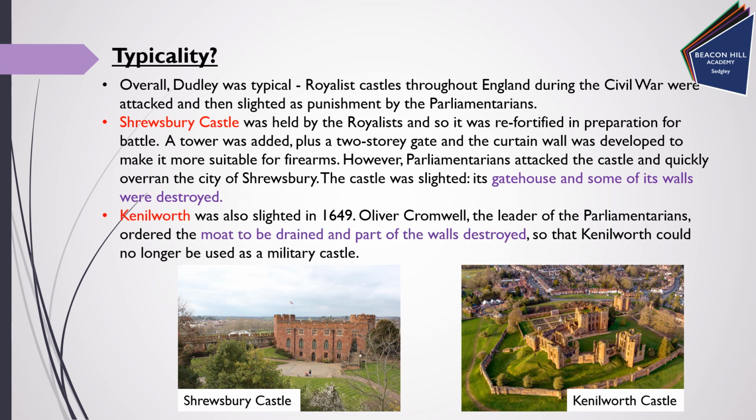Kenilworth was also slighted in 1649. So Oliver Cromwell, the leader of the parliamentarians, ordered that the moat should be drained and parts of the walls destroyed, again in purple as they are physical features that could be discussed. And this is so that Kenilworth could no longer be used as a military castle. So Kenilworth and Shrewsbury suffering very similar fates to Dudley.